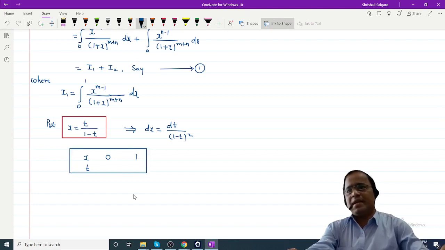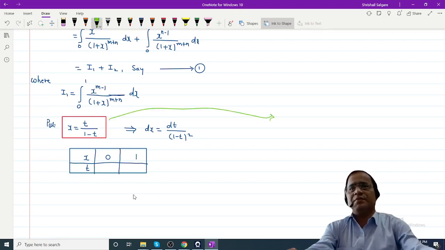When your x is equal to 1, what is your t? Now first one, can anyone tell what is the value of t when x is equal to 0? This one you have 0, this one you have to simplify. Okay, 0 is equal to t divided by 1 minus t. So by taking cross multiplication, 0 is equal to t, that means t is equal to 0.